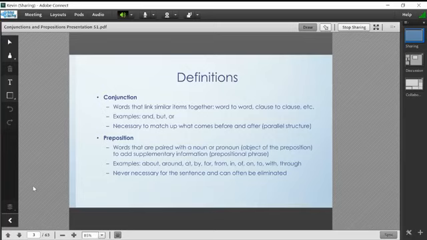They're actually never necessary for a sentence. We've talked in previous lessons about what you do need for a sentence in English: a subject and a predicate, a noun or a pronoun, and a verb. So you don't necessarily need conjunctions, and you don't necessarily need prepositions.